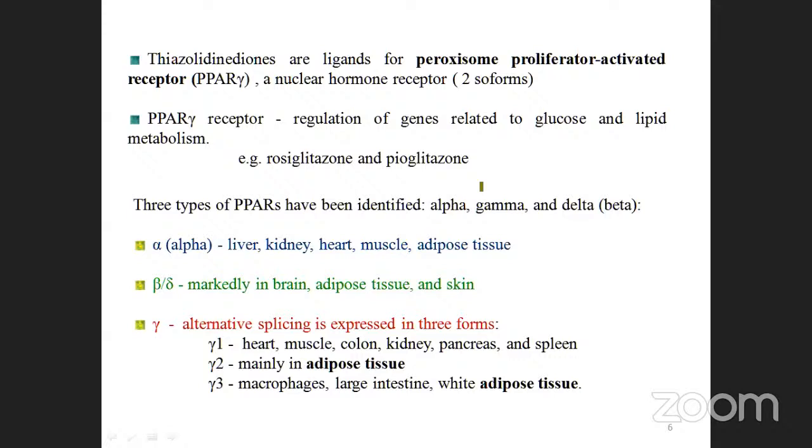Remember, alternative splicing means one gene is there, and sometimes it gives birth to a particular type of mRNA, and at other times, depending upon the tissue and environment, it gives birth to a different kind of mRNA. So one time it is giving gamma 1, a second time maybe gamma 3, a third time maybe gamma 2, depending upon the environment and the tissue.